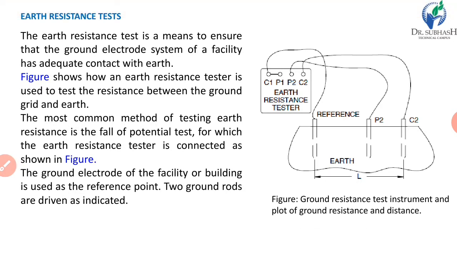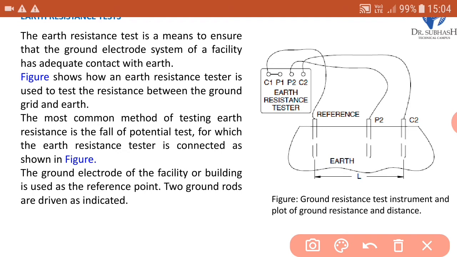Earth resistance tests. The earth resistance test is a means to ensure that the ground electrode system of a facility has adequate contact with earth. It means this test is to ensure whether the ground electrode has proper contact with earth or not. The figure shows how an earth resistance tester is used to test the resistance between the ground grid and earth. So here the figure is given of a ground resistance test instrument.